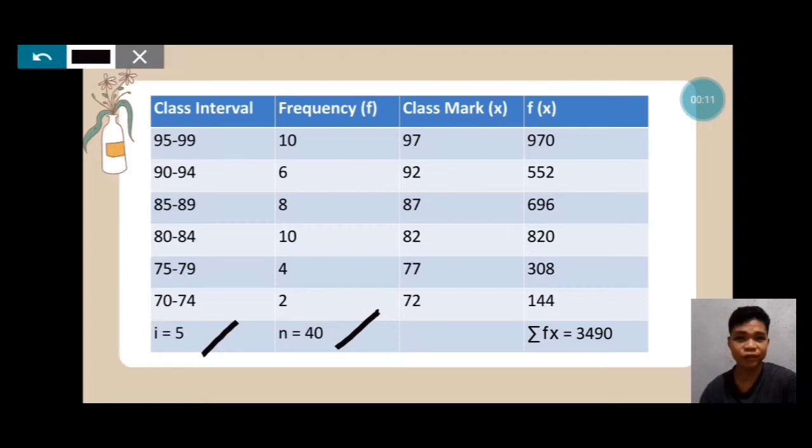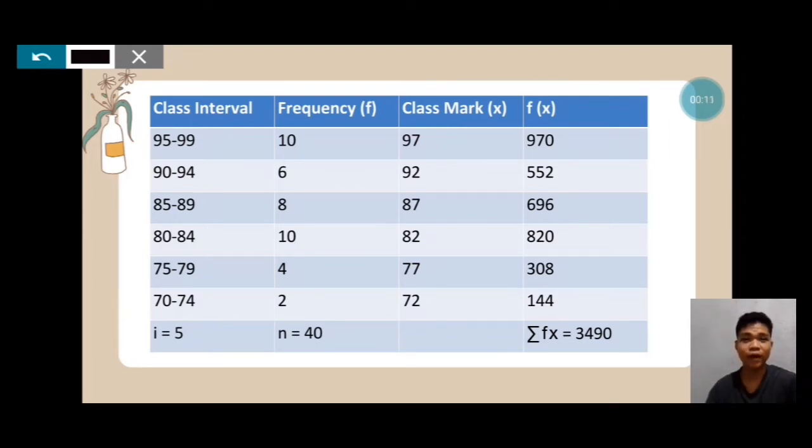To find the class interval, we need to simply subtract the lower limit, which is 70, from the upper limit, which is 74. Thus, 74 minus 70 is equals to 4. To find the next interval, we need to add 1. Thus, 74 plus 1 is equals to 75. To find the upper limit, we need to simply add the class interval to make it 79. Same process to the other class intervals.